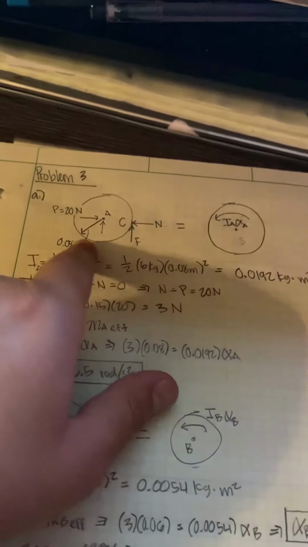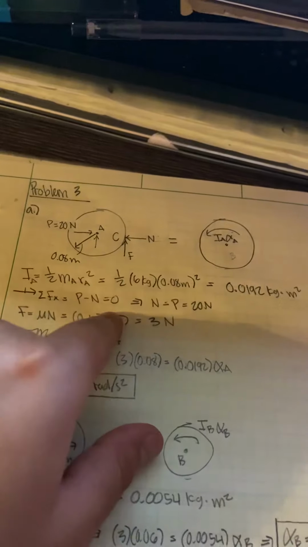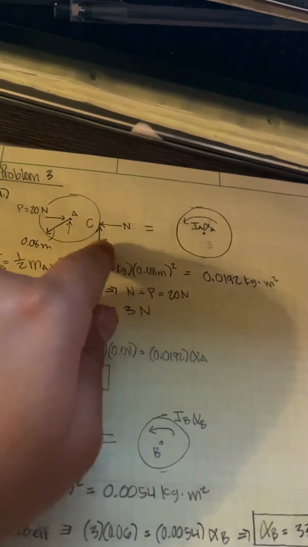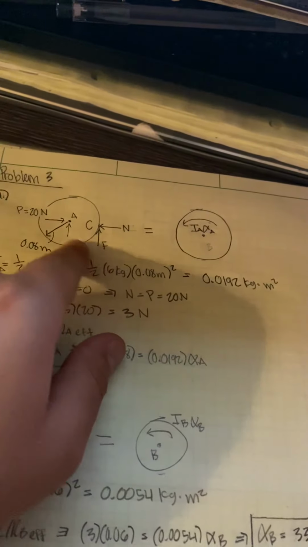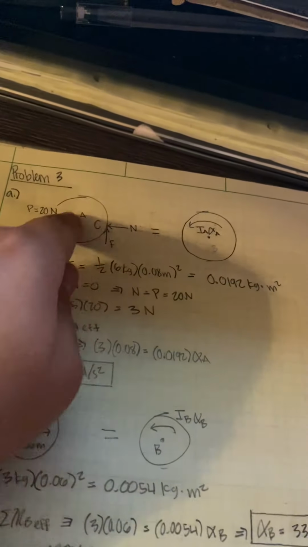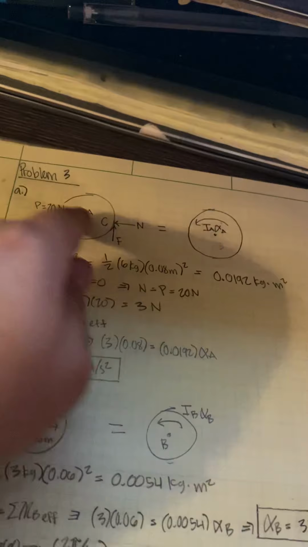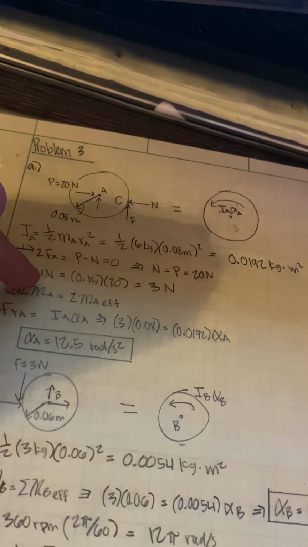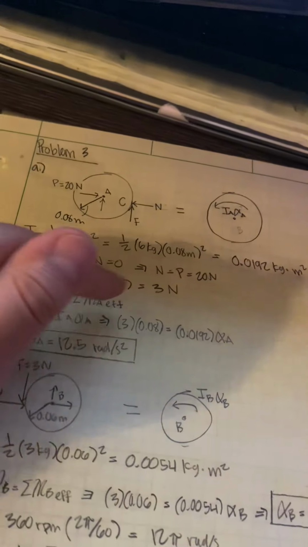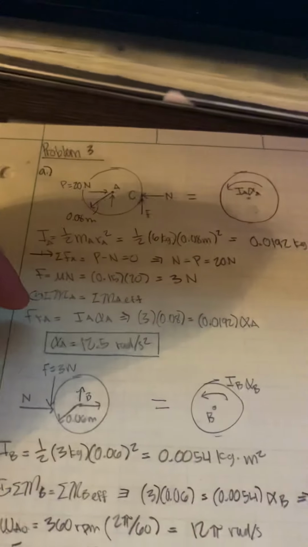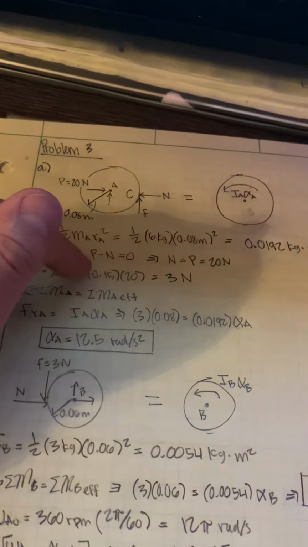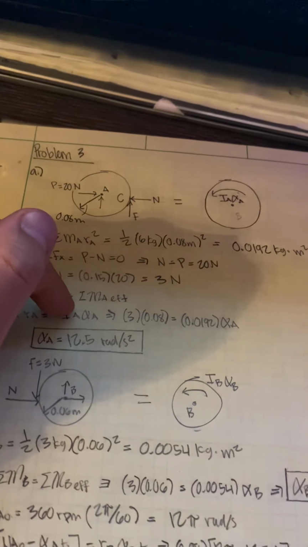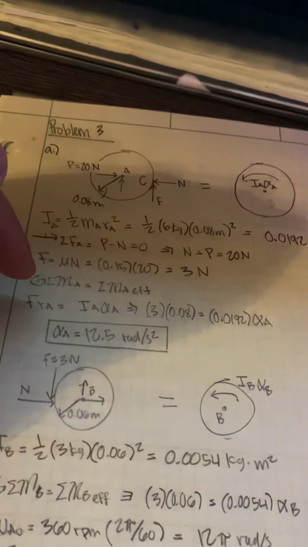We get the sum of forces in the x direction, which is equal to 0, and we know N will equal P. These are the only two forces going in the x direction. And to find the friction force, we do the static friction coefficient times the normal force, which gives us 3. And now we take the sum of moments at A equal to the moment of inertia times the angular acceleration.